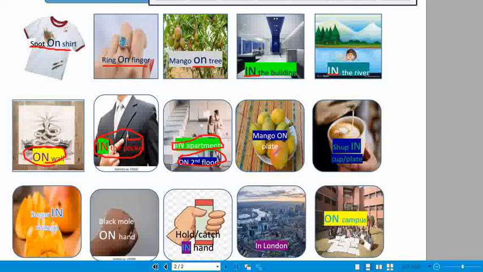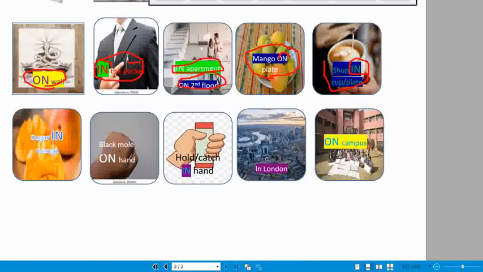Mangoes are on the plate. Mango is a solid thing. Mango is on the plate. And soup. Soup is a liquid thing that can be in the plate. Let's look. Sugar is in mango. Here look, the mango is on the plate and the sugar is in the mango.